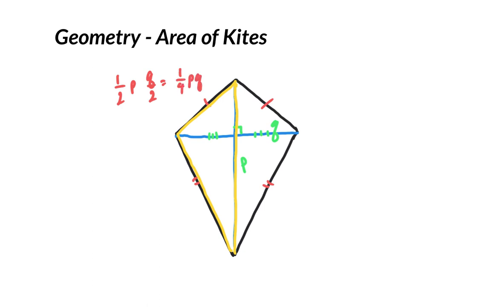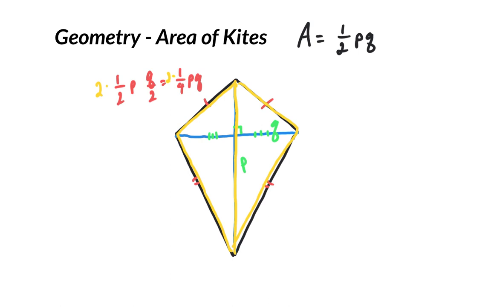But remember, we've got two of those, right? We've got another one of those over here that's congruent. So in the end, you say, well, I just need to double whatever this answer is. Well, 2 times 1/4 is 1/2. So the area of a kite is 1/2 the product of the two diagonals.